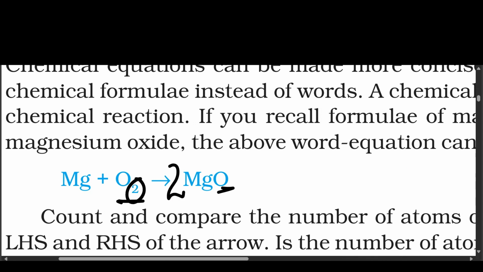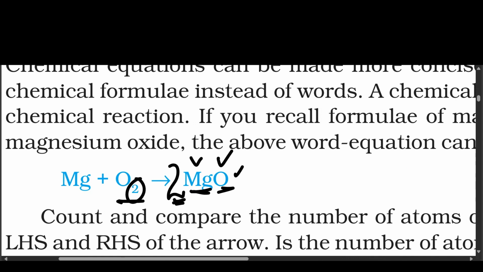Because oxygen is 2, right? If you want to write the numbers, again I'm repeating, the numbers are written in front of an element or a compound, not at the bottom. Fine. So if this 2 is written here, what happens? This 2 is meant for both the elements. If you're writing 2 in front of a compound, it means 2 would be considered for all the atoms that are involved in the formation of the compound. So it means this magnesium also becomes 2, oxygen becomes 2.